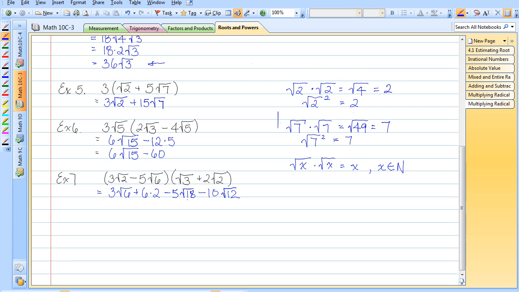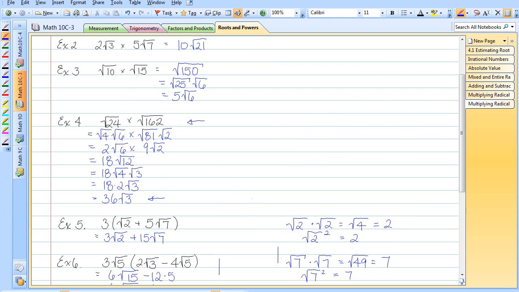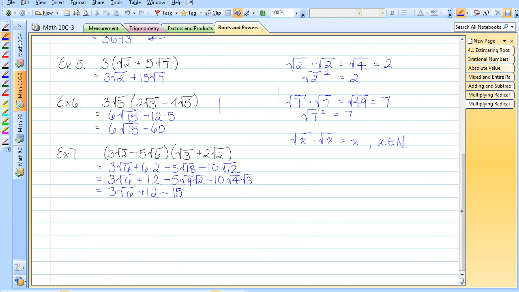Looking at our radicands, we know that root 18 and root 12 can be further simplified, so let's go ahead and do that. 3 root 6 plus 12 minus 5 times root 9 times root 2 minus 10 times root 4 times root 3, so that gives us 3 root 6 plus 12 minus 5 times 3 is 15 root 2 minus 10 times 2, which is 20 root 3.